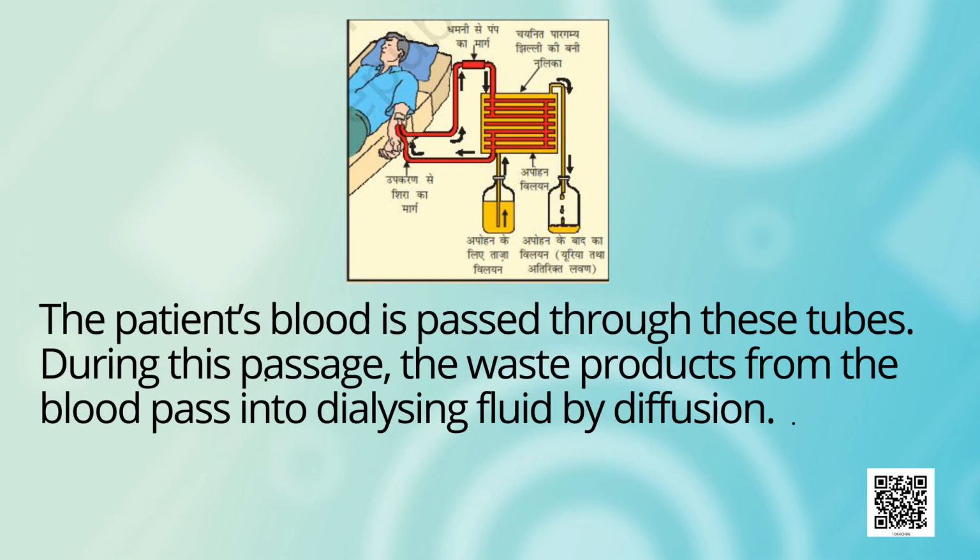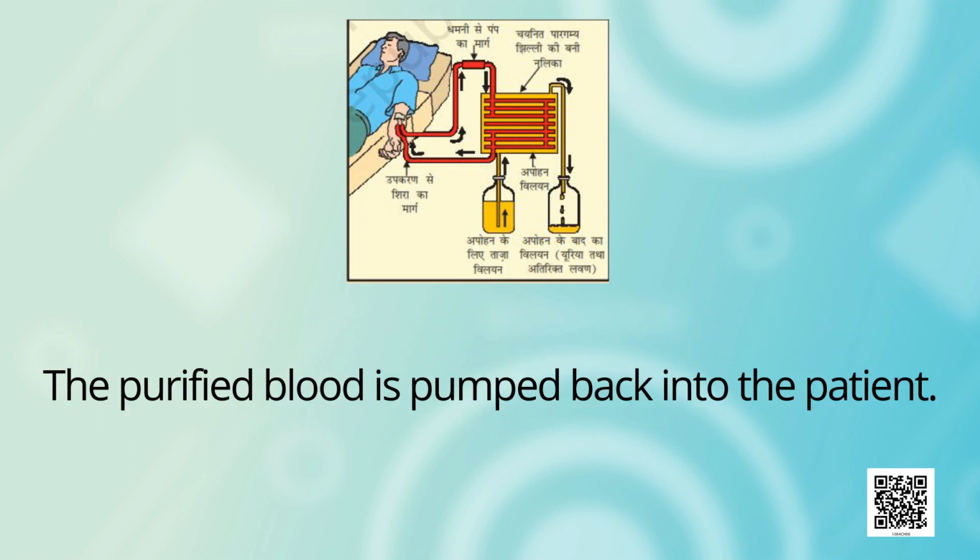The patient's blood is passed through these tubes. During this passage, the waste products from the blood pass into the dialysing fluid by diffusion. The purified blood is pumped back into the patient.